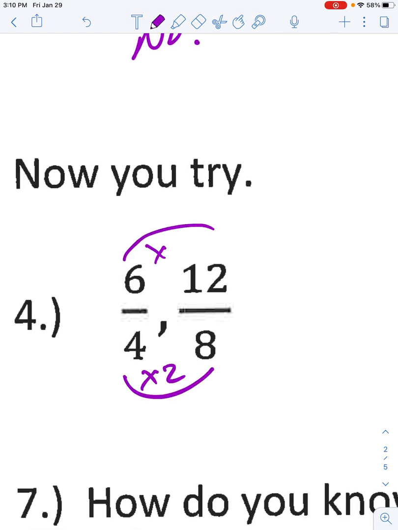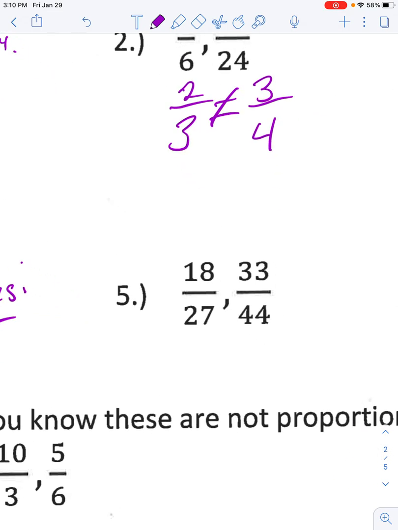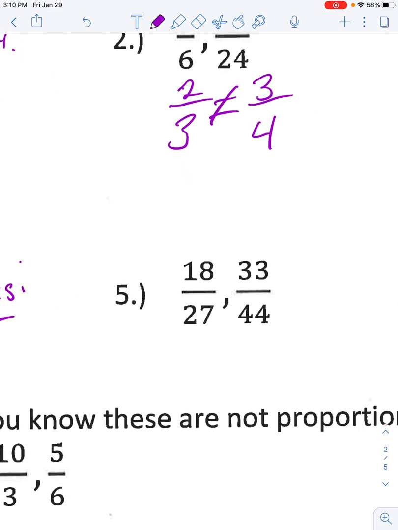Okay, on number 4, 4 times 2 is 8, 6 times 2 is 12. Those two are in proportion. You at least need to show me some sort of work. Over here, I can't think of a common multiplier, so I'm just going to divide. 9 would be the GCF, wouldn't it? 9 goes into there twice, 9 goes into 27 3 times, so 2/3 and 3/4. They are not proportionate.